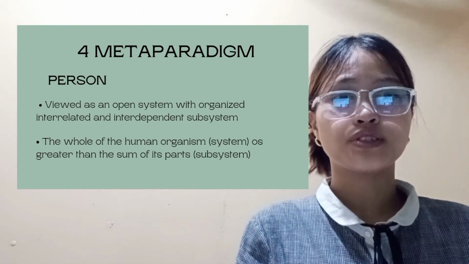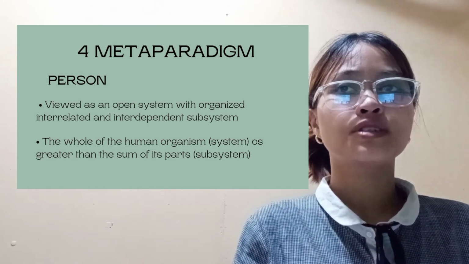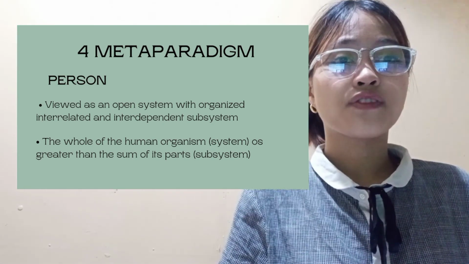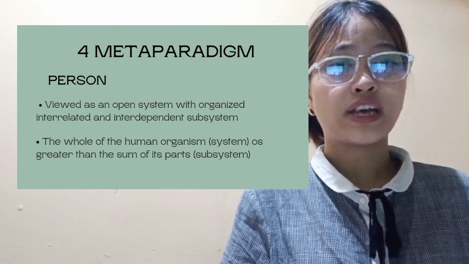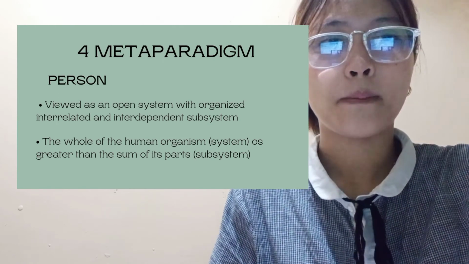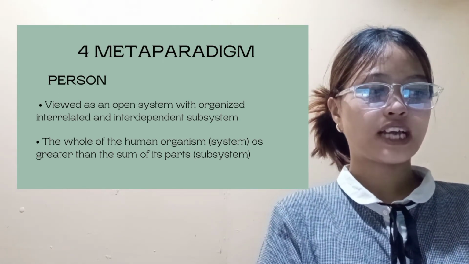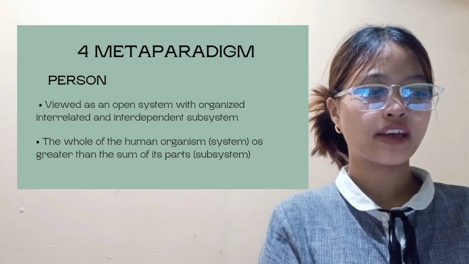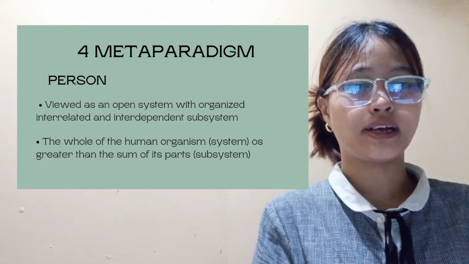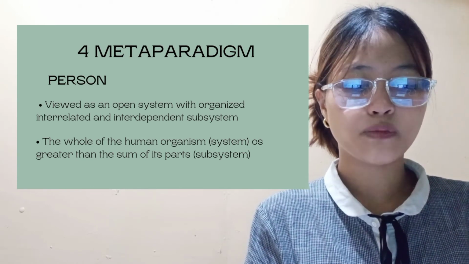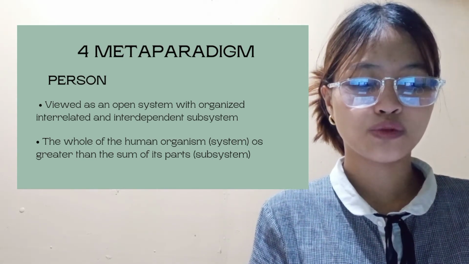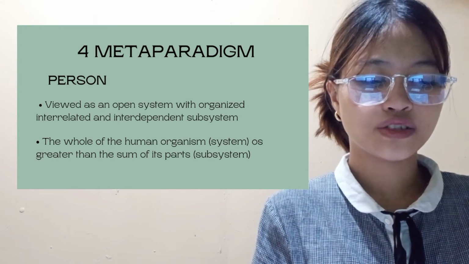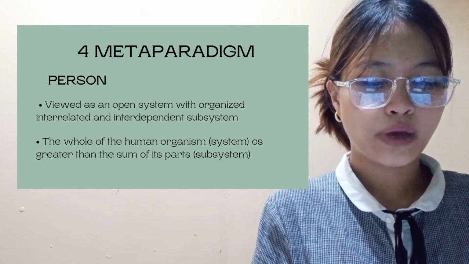First, here is the person or human being. Person is viewed as an open system with organized, interrelated, and interdependent subsystems, the whole of the human organism being greater than the sum of its parts, the subsystems. Johnson viewed the person as a behavioral system with patterned, repetitive, and purposeful ways of behaving that linked the person with the environment. The concept of the person is basically a motivational one. She also acknowledged that prior experience, learning, and physical and social stimuli also influence behavior.